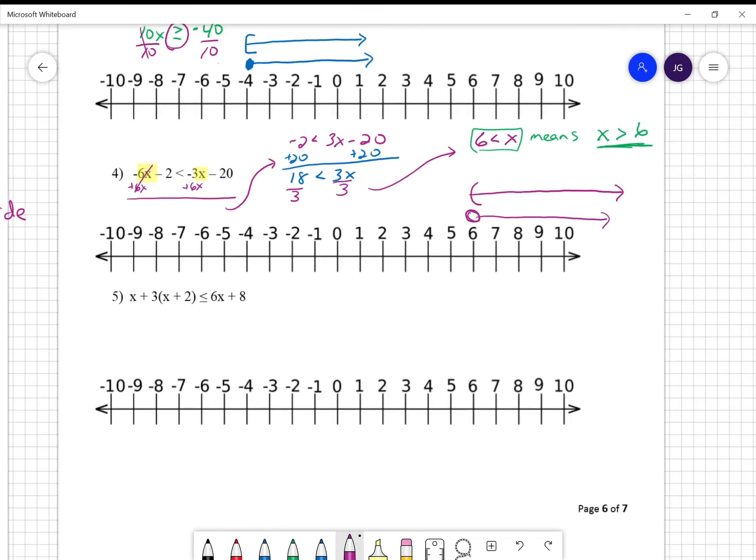Okay, number 5, the first thing I'm going to do is distribute. x plus 3x plus 6 is less than or equal to 6x plus 8. Combine like terms. 4x plus 6 is less than or equal to 6x plus 8. I have x's on both sides.